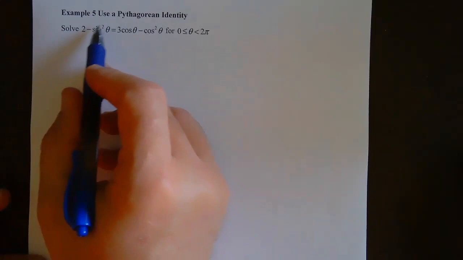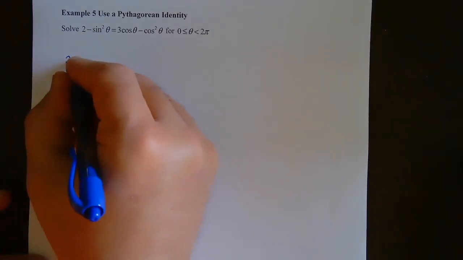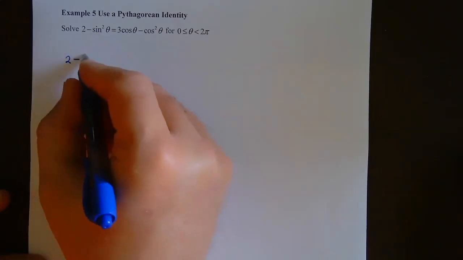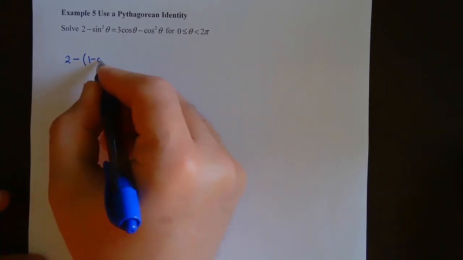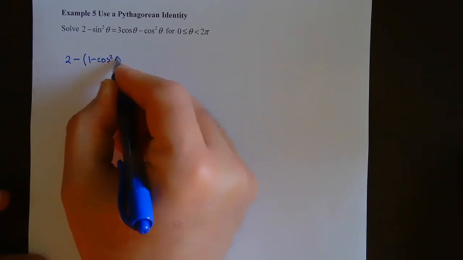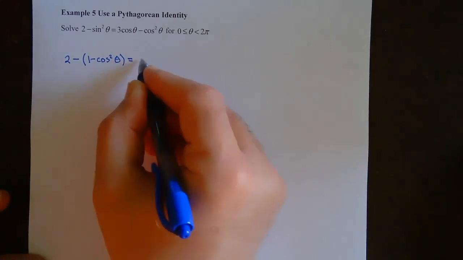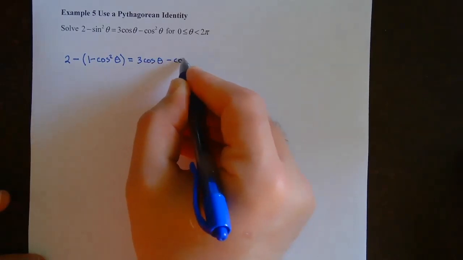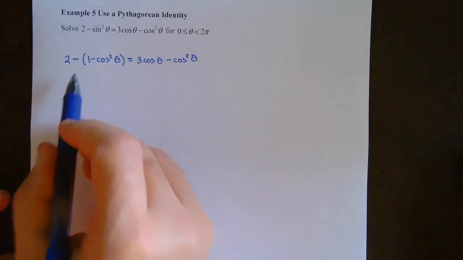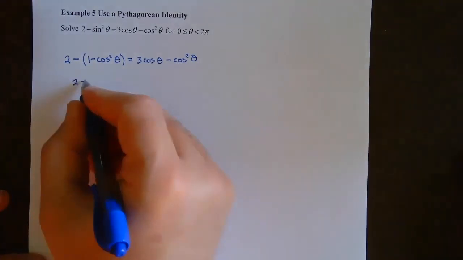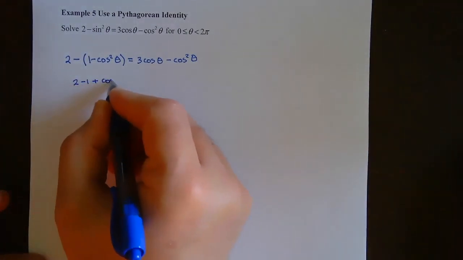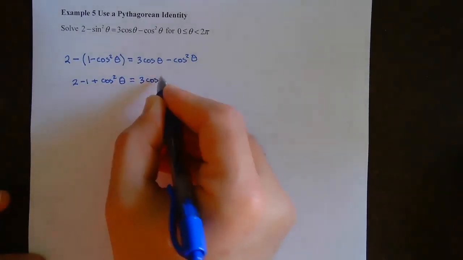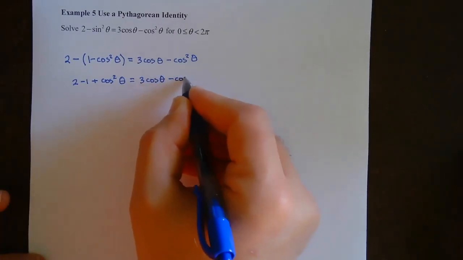Okay, so this sine squared theta, okay, is 2 minus, and sine squared theta is the same as 1 minus cosine squared theta. So I'm gonna replace this with 1 minus cosine squared theta, and then that would equal 3 cosine theta minus cosine squared theta. Okay, distributing this negative, we'd have 2 minus 1 plus a cosine squared theta, right? Is equal to 3 cosine theta minus cosine squared theta.